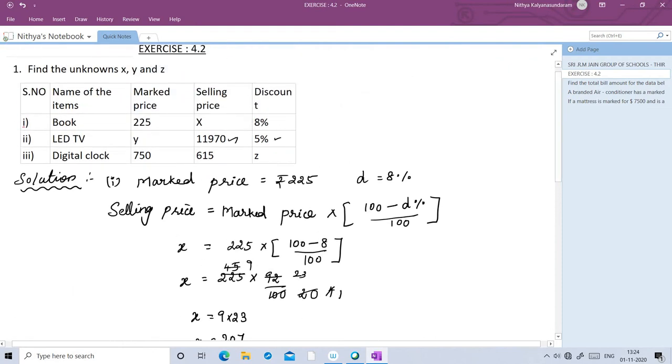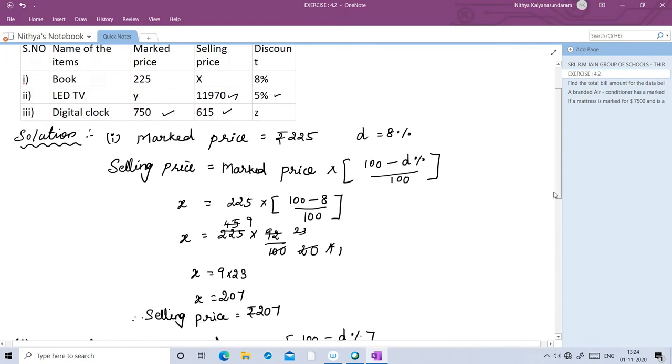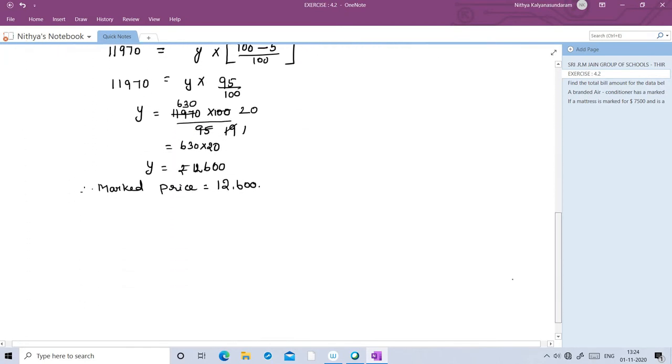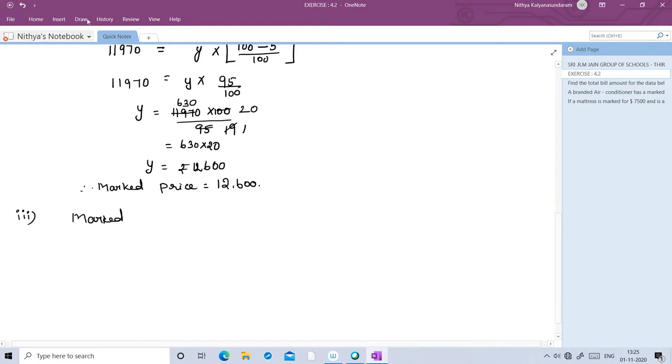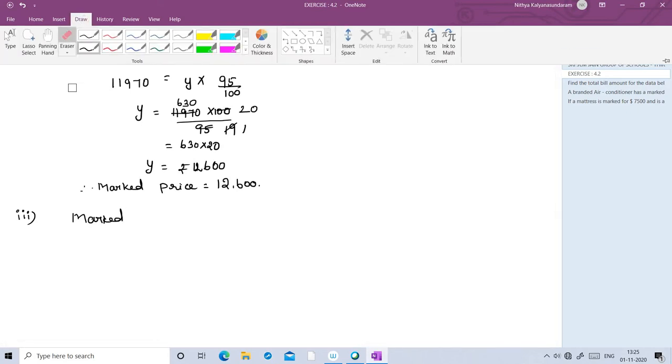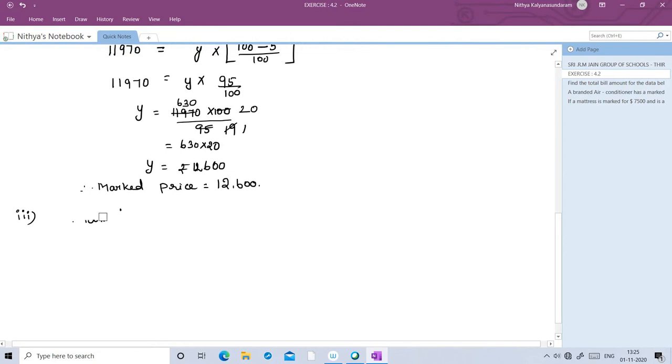Third question, digital clock, marked price 750, selling price 615. We want to find out the discount. So the discount variable is Z. Same formula you can substitute and find out the discount. So third one, again the marked price. Selling price is equal to marked price into 100 minus discount divided by 100. Same formula you can use.